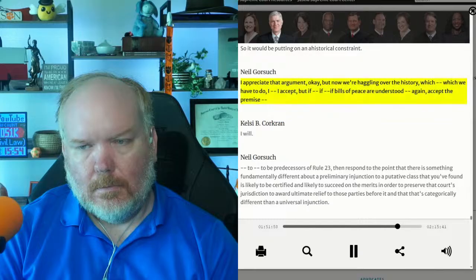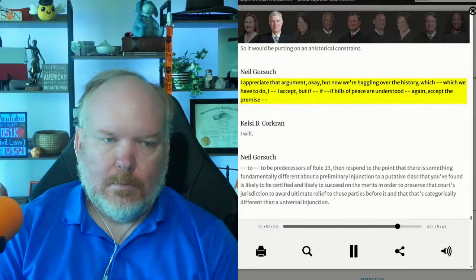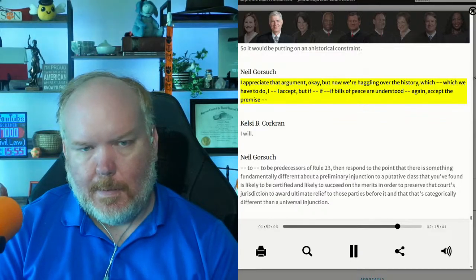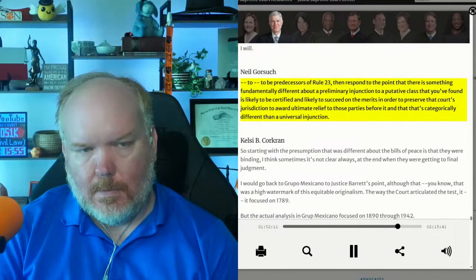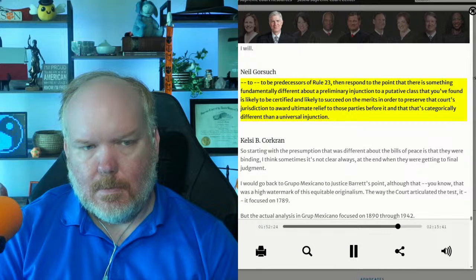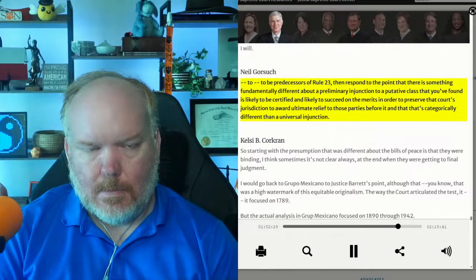I appreciate that argument. Okay, but now we're haggling over the history, which we have to do. I accept. But if bills of peace are understood, again, accept the premise, to be predecessors of Rule 23, then respond to the point that there is something fundamentally different about a preliminary injunction to a putative class that you found is likely to be certified and likely to succeed on the merits in order to preserve that court's jurisdiction to award ultimate relief to those parties before it, and that's categorically different than a universal injunction.